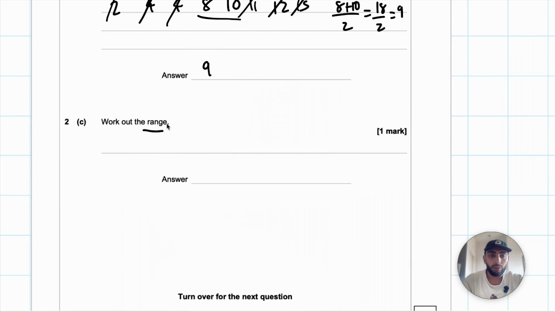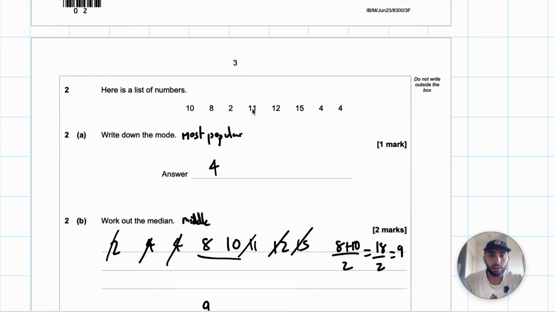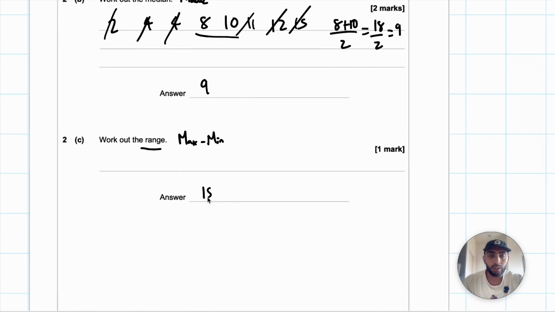Part C, work out the range. The range is just the largest number, take away the smallest number. Largest number here is 15, smallest number is 2. 15 take away 2 is 13.